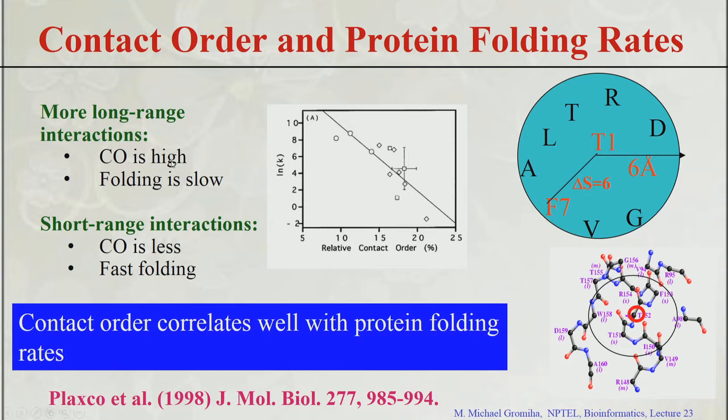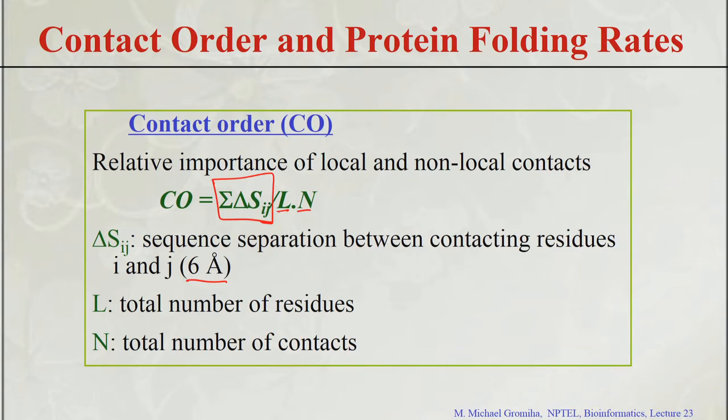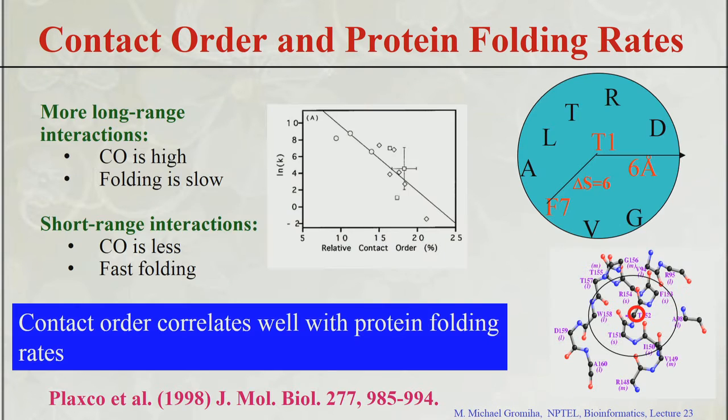If there are more long range interactions, what will happen to the contact order? More long range interactions means what will happen in this equation? This will be high, because delta S will be high. If this is high, then what will happen to the contact order? That is high, because it is directly proportional. So, in this case you get a high contact order. If the contact order is high, what do you expect of the folding? Folding is slow, because with more long range contacts, the folding is slow.